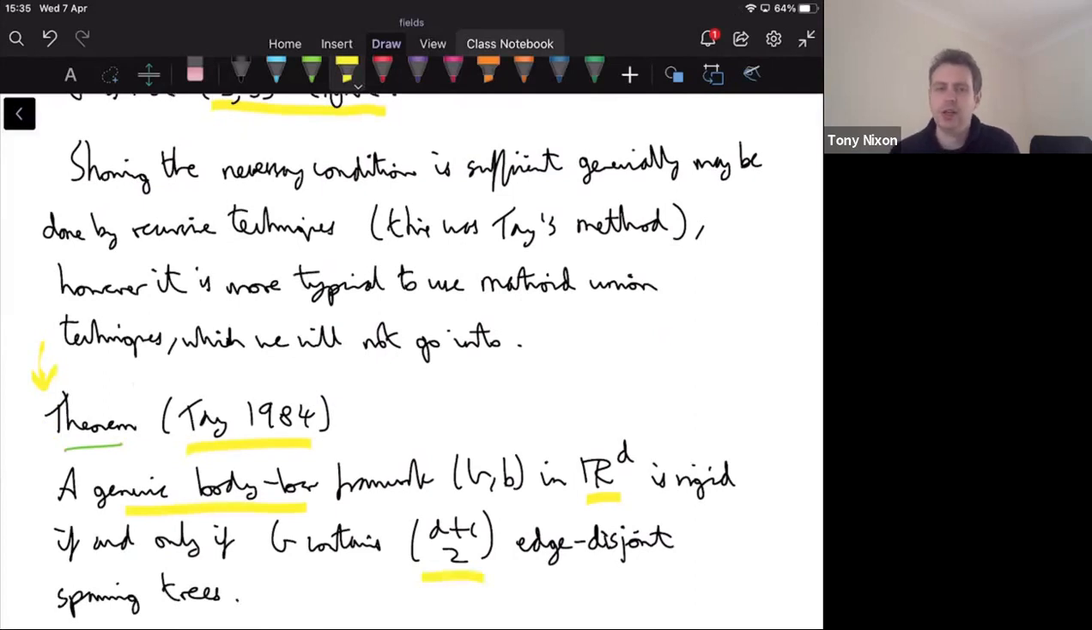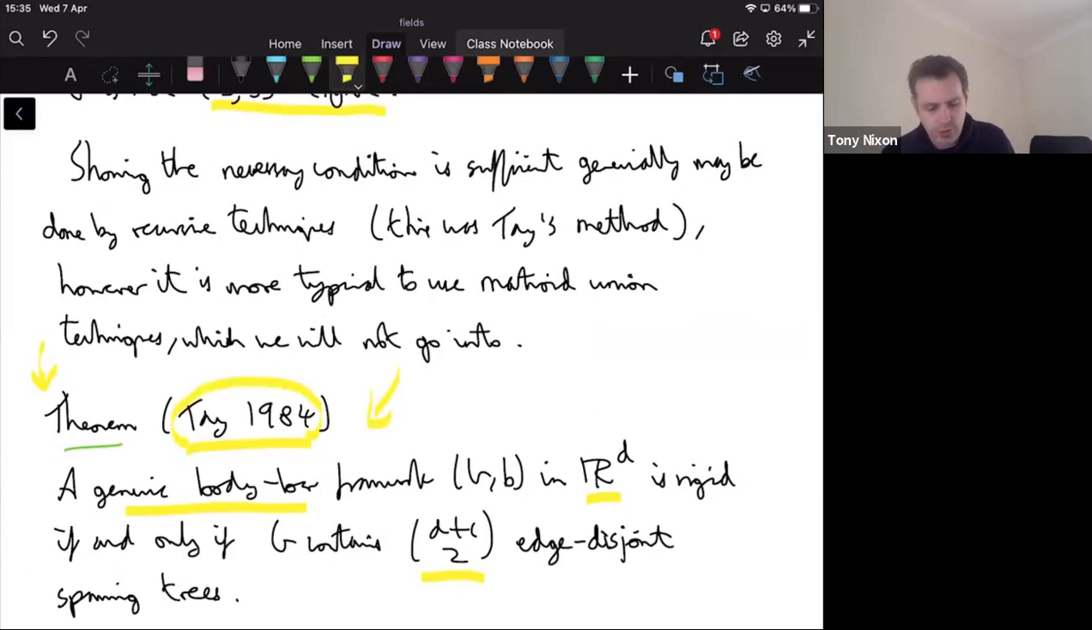So it has this (D+1 choose 2) tight count for some spanning subgraph. If I wanted to give a proof, because of the way I've been teaching it in this module, we would do a recursive construction, and there's a separate paper by Tay after the one I've referenced here called Henneberg's method for body-bar frameworks, which does exactly a recursive construction proof.